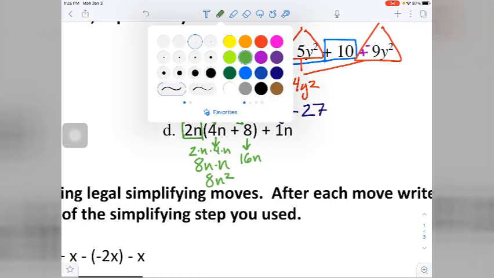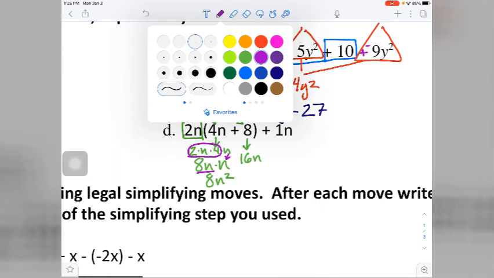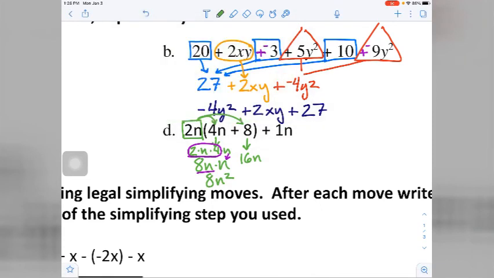We know that 2n times 4 should be 8n, but you have this other n that needs to also get multiplied. So 8 times n becomes 8n squared, and that is the trick. And this was a highly proficient question, so if you missed this one, no big deal. But if you got it right, bonus points for you.